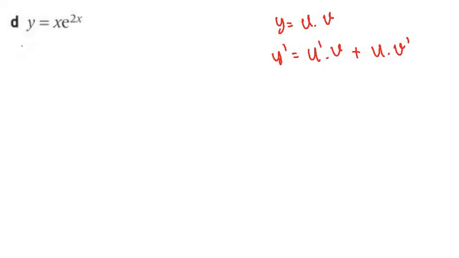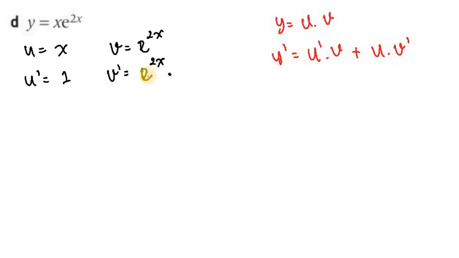So in this case, our u is equal to x, and then u accent equals 1. The derivative of x is 1. And then our v is equal to e to the power of 2x, and then v accent equals, now the derivative of e to the power of something, we will have e to the power of 2x times the derivative of 2x. The derivative of 2x is 2. So v accent equals 2e to the power of 2x. That's our v accent.